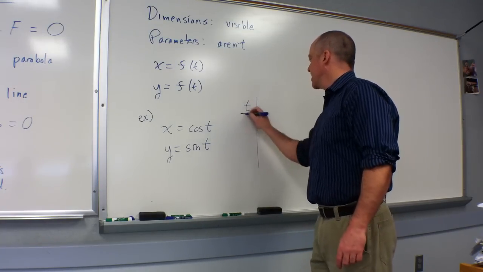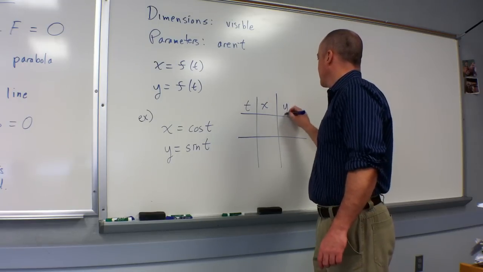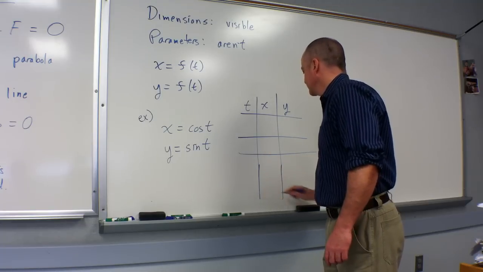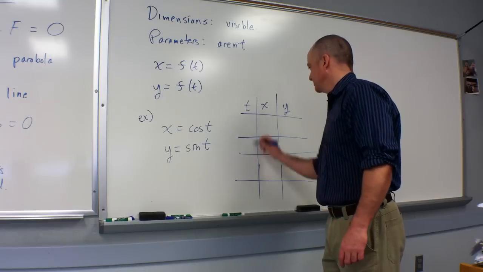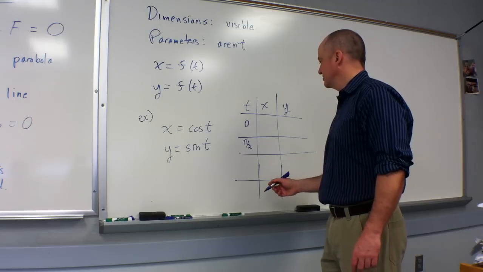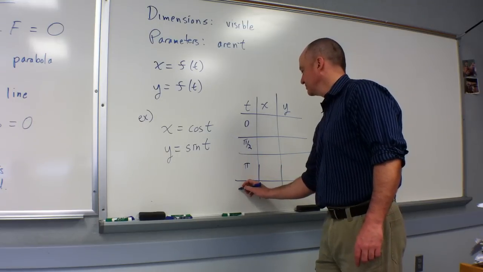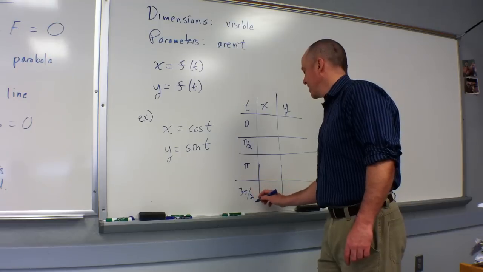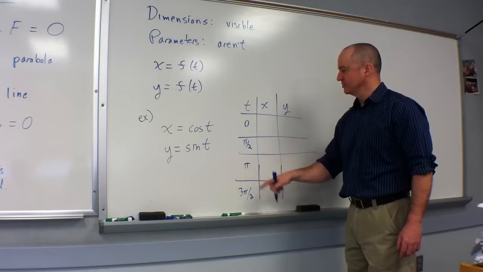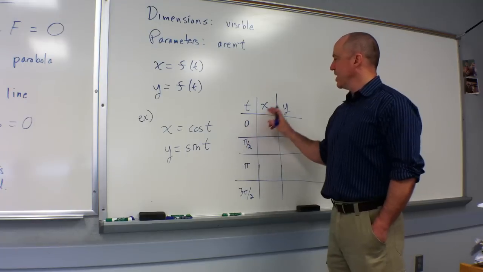Now, if we're dealing with sines and cosines, what sort of value should we plug into our table? 0, like pi over 2. Do you want radians? Let's do radians. Good review. 0, pi over 2. Where should we go from there? Pi, 3 pi over 2, and 2 pi. Okay. X is cosine.